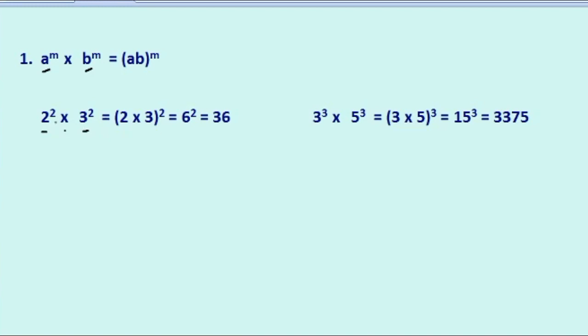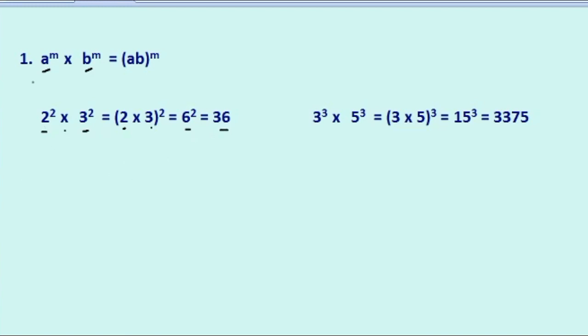What we have to do? Both the bases we have to multiply here. The first base is 2 multiplied by 3, raised to the power of 2. So both the bases, 2 into 3, becomes 6. It is 6 raised to the power of 2, and the answer is 6 into 6, 36.